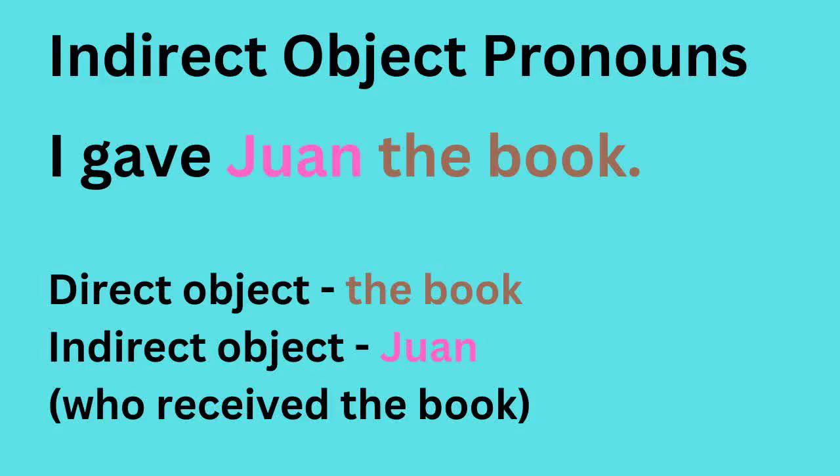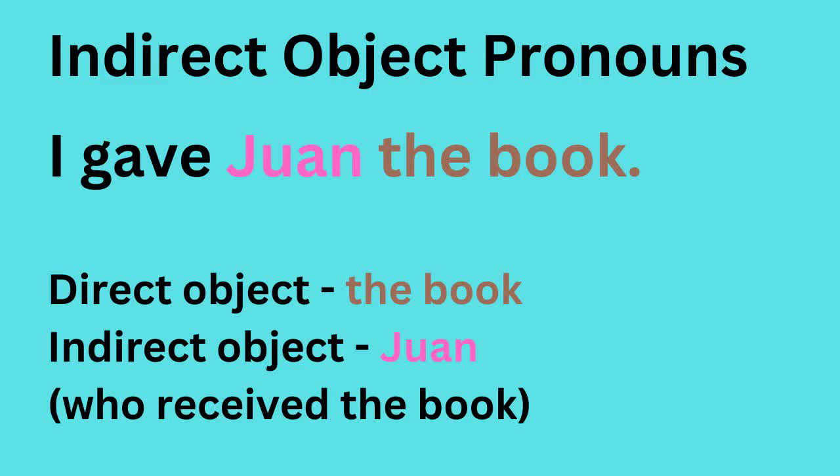In Spanish, an indirect object is a person or thing that receives the action of a verb, but not directly. For example, in the sentence, "I gave Juan the book," the direct object is the book, because it's what I gave. But the indirect object is Juan, because he's the one who received the book.